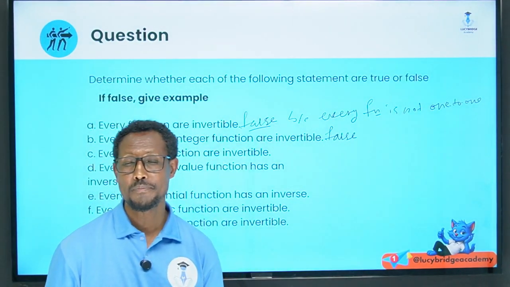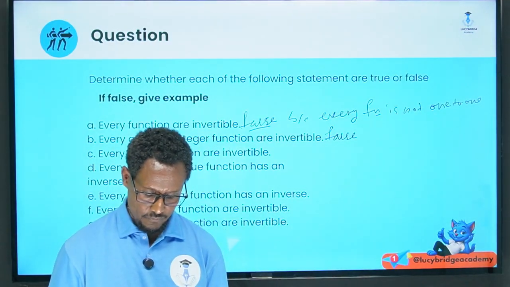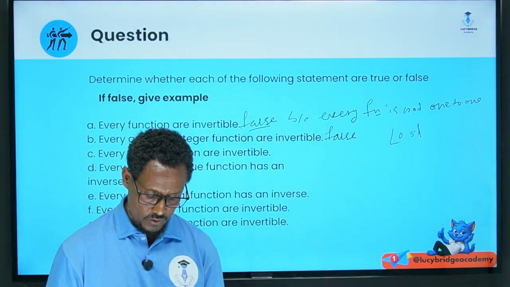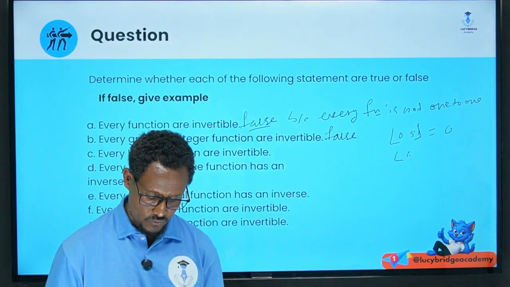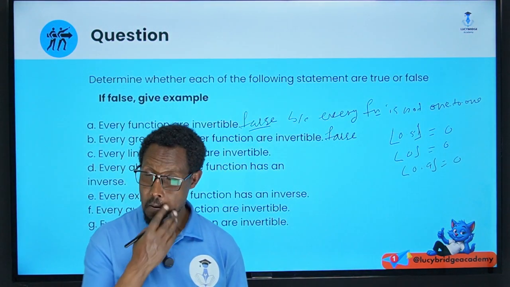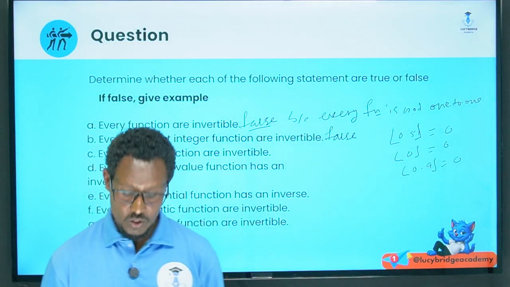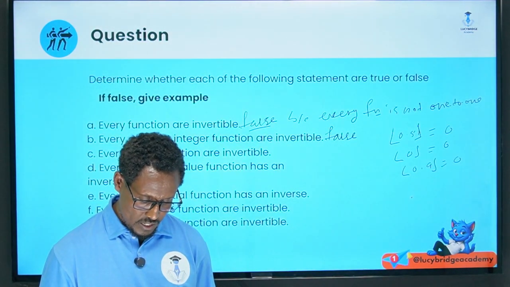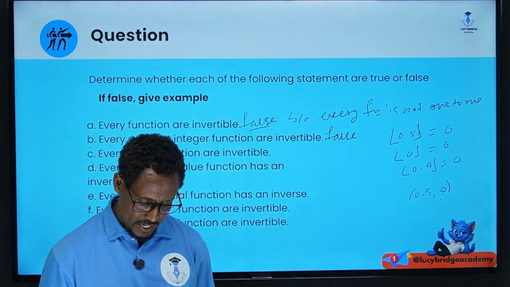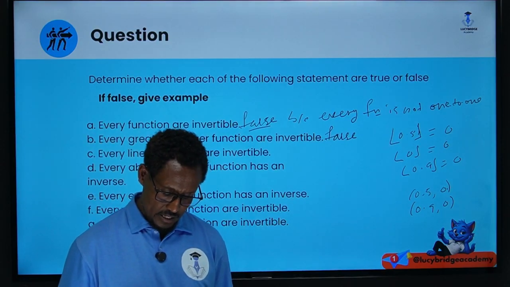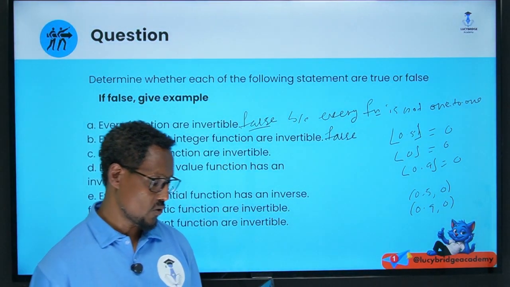Let me look. What is the floor of 0.5? The floor of 0.5 is equal to 0. The floor of 0 is also 0. The floor of 0.9 is also 0. The greatest integer less than or equal to 0.9 is 0. That means 0.5 pairs with 0 and 0.9 pairs with 0. You see? The 0 has two pre-images in the domain. Therefore, this is not one-to-one.